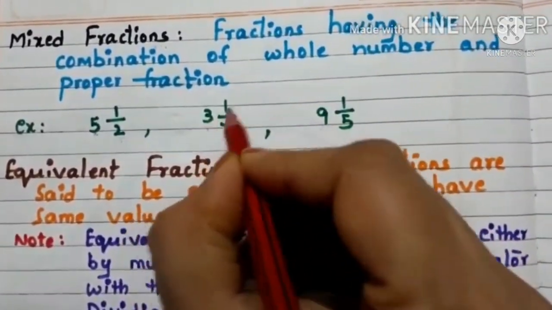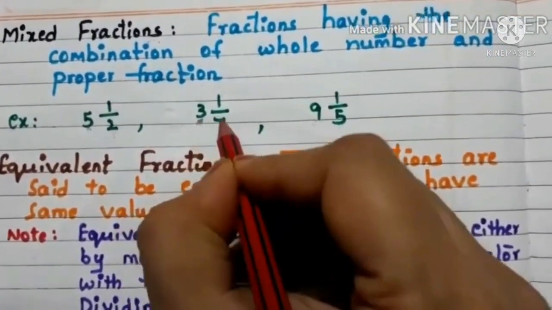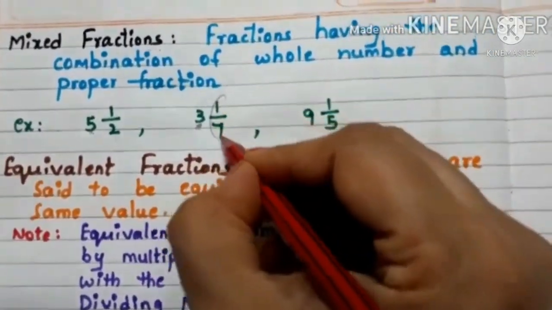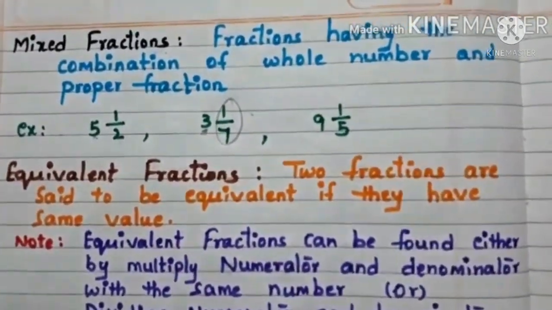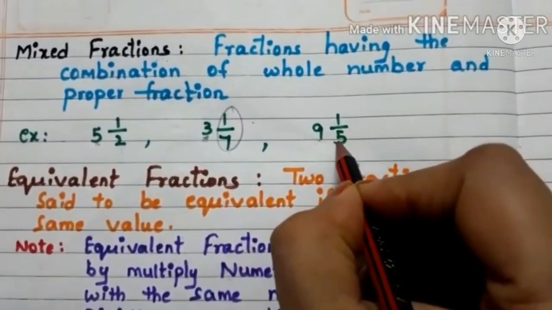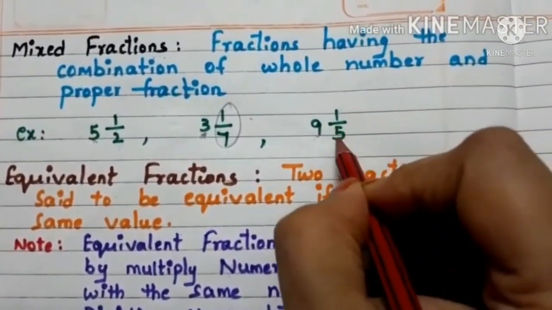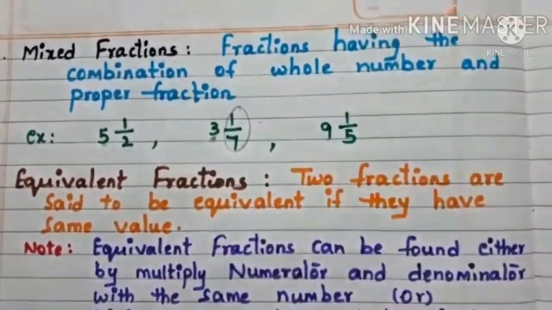3 is the whole number and 1 by 7 is the proper fraction. The combination of a whole number and a proper fraction is called a mixed fraction. 9 1 by 5: 9 is the whole number and 1 by 5 is the proper fraction. So 9 1 by 5 is a mixed fraction.